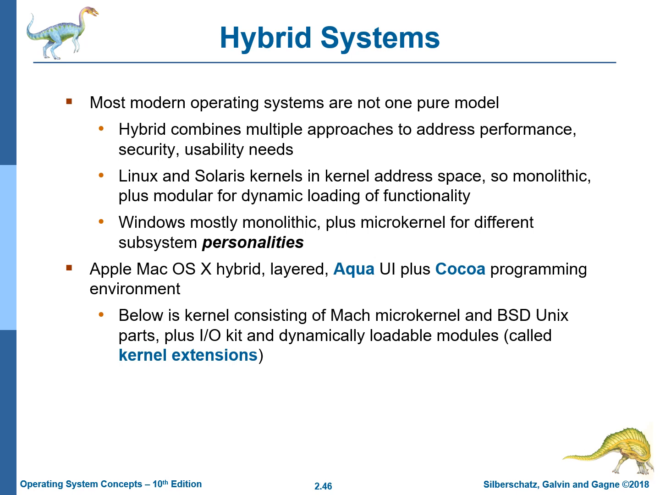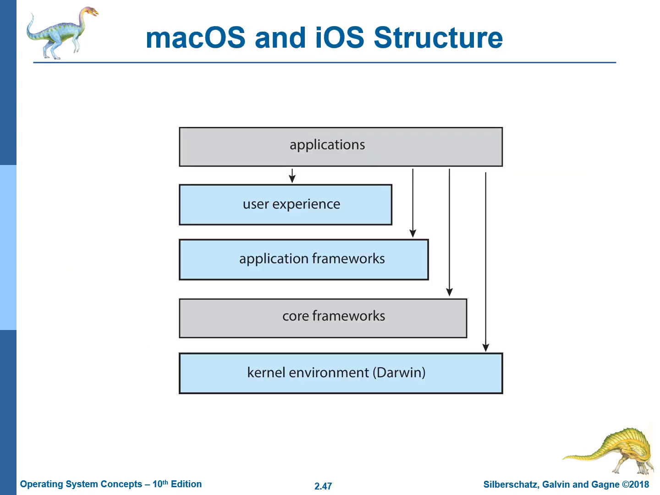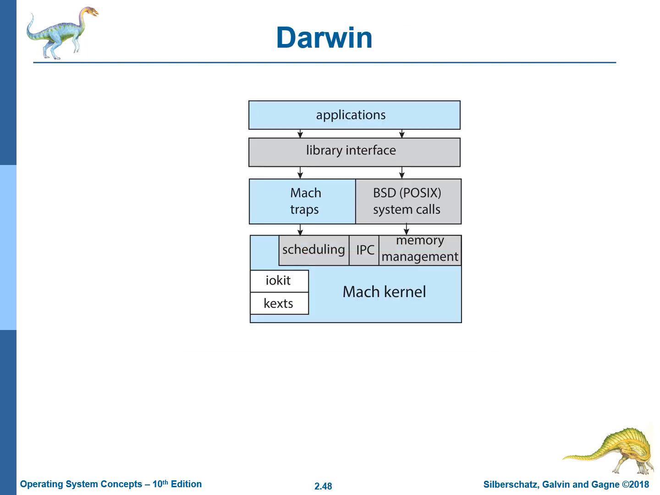Apple Mac OS X is hybrid, layered, with the Aqua user interface plus the Cocoa programming environment. Below is the kernel, consisting of the Mach microkernel and BSD Unix parts, plus the input-output kit and dynamically loadable modules called kernel extensions. This is the Mac OS and iOS structure. This is the Darwin operating system.